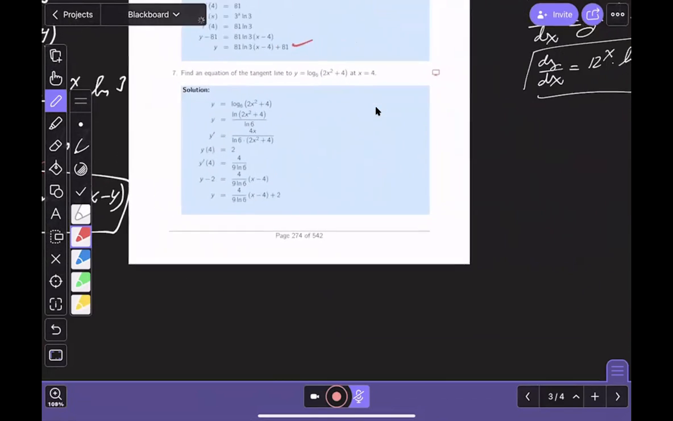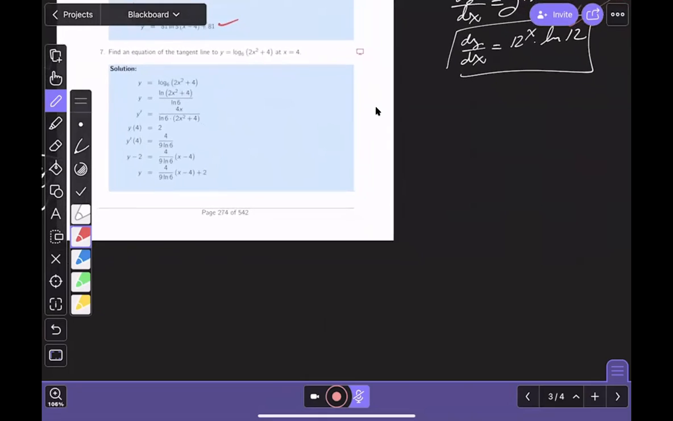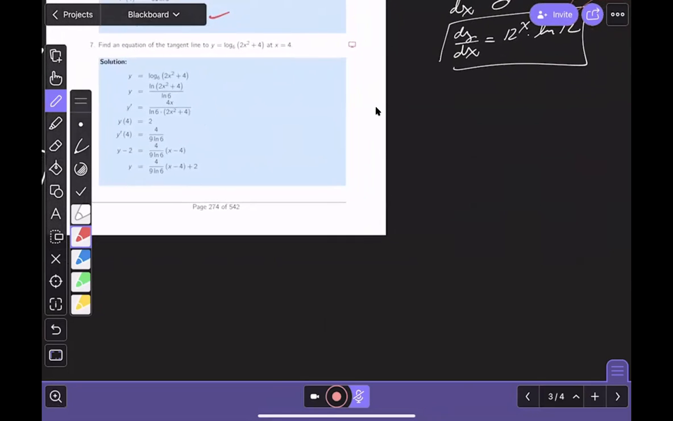Well, let's do number 7. And number 7 is a little more complicated. The problem has a log base 6. So before you do anything, what I would recommend you do is rewrite the problem in either log base 10 or log base e. I would go base e, because base e is easy to differentiate. So what do I get? I get y equals, this is the change of base formula that you learned in Math 119, the natural log of, I'm sorry, I made a mistake there. I have to reread. The natural log of 2x squared plus 4 over the natural log of 6.